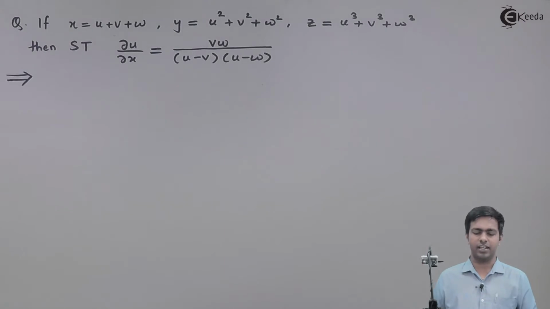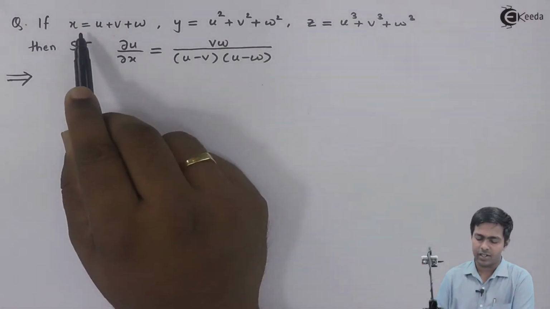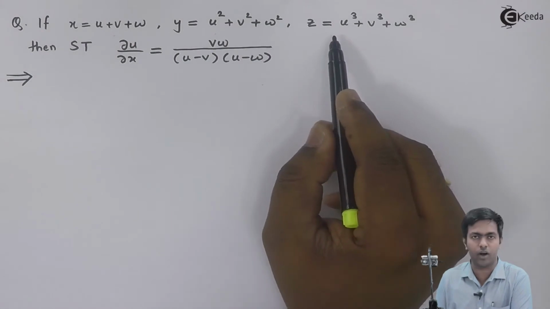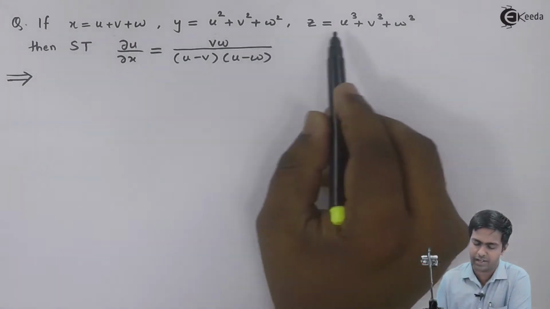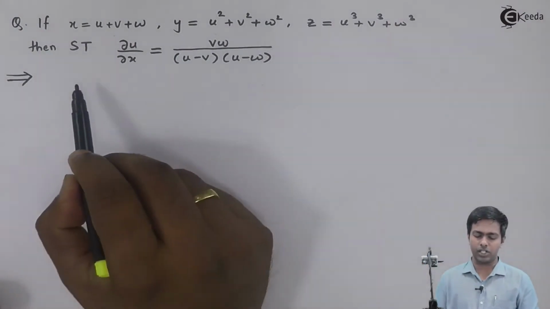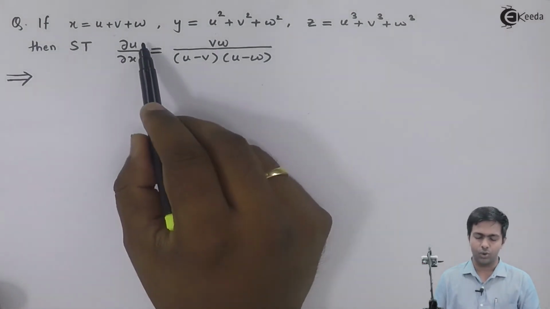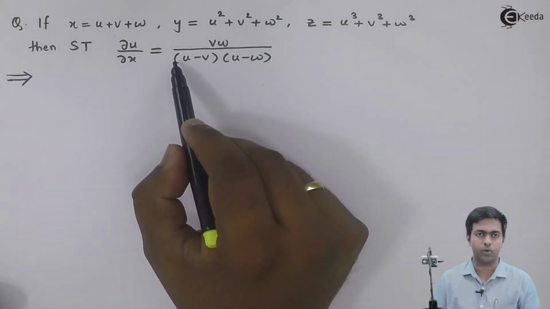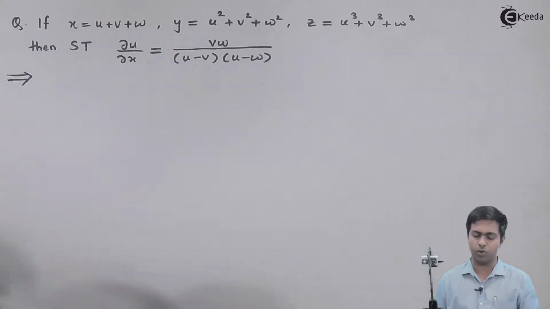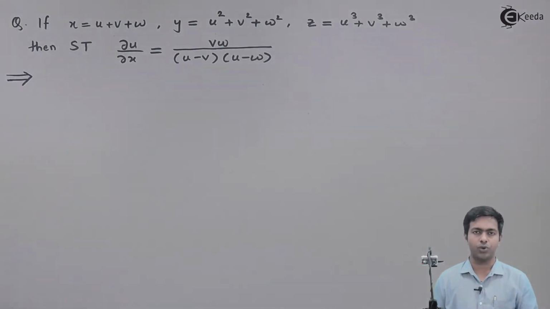We are going to see a problem based on partial derivatives using Jacobians. Here the values of x, y and z are given in terms of u, v and w, and the question is to show that ∂u/∂x is equal to vw upon (u minus v) into (u minus w).